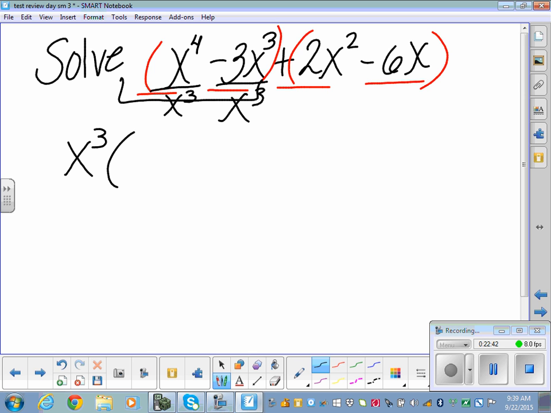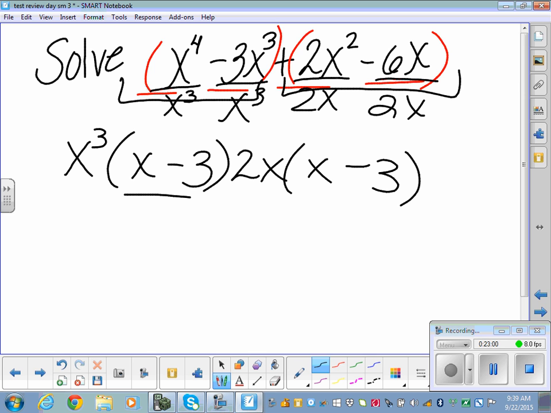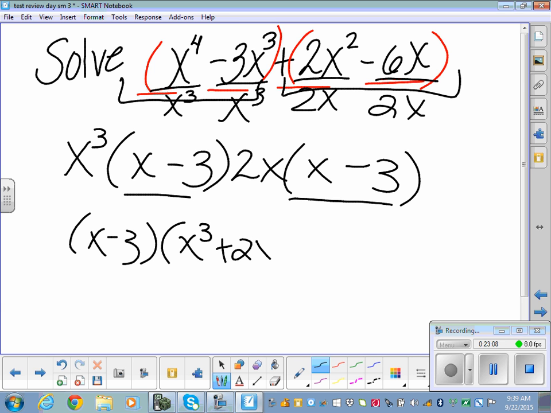we have x minus 3. And then looking at this, what's the greatest thing we have in common? 2 and x. And so when we pull out 2x, what do we get right here? X minus 3. Are we safe? We can truly use factoring by grouping, so we're safe. So we'll pull out x minus 3, and then left is x cubed plus 2x. Is everybody comfortable with that one?